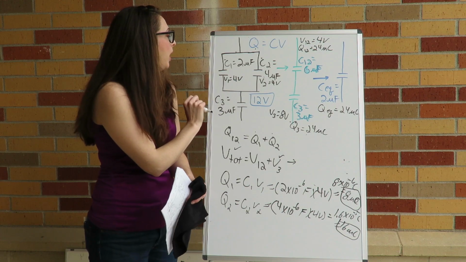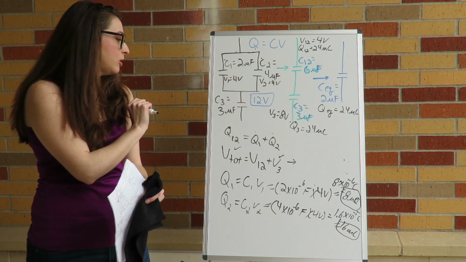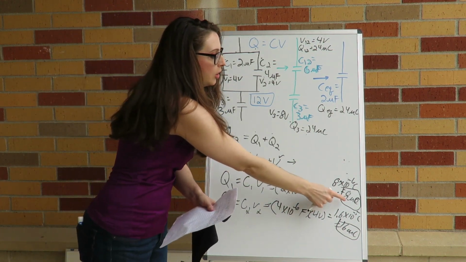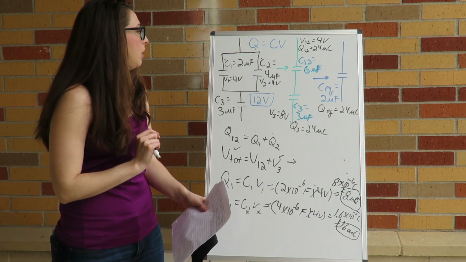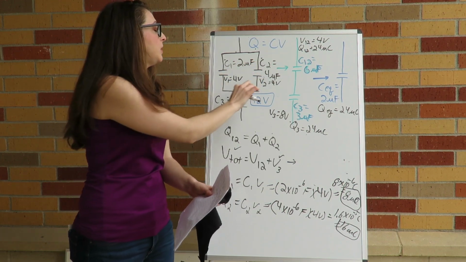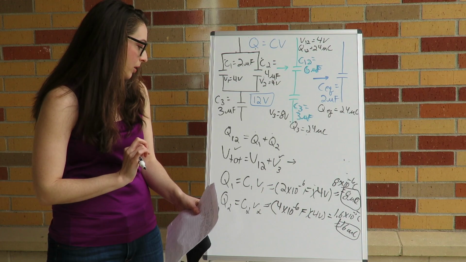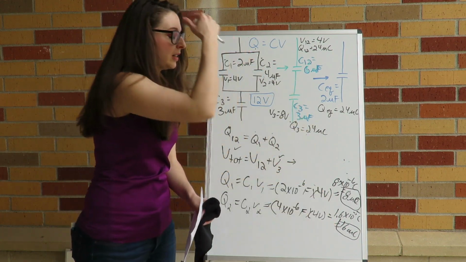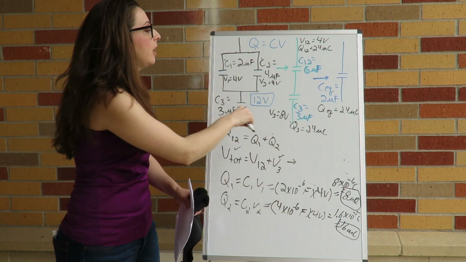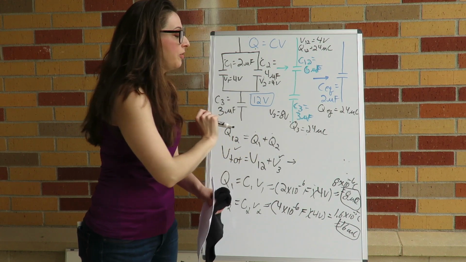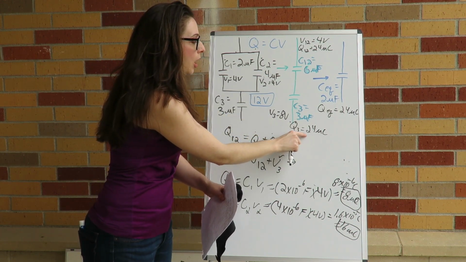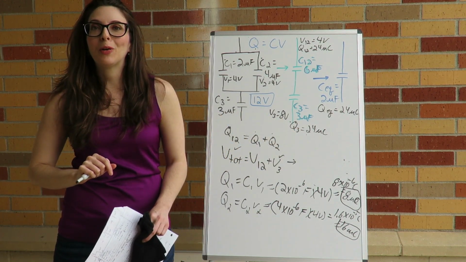So for capacitor 1, we have the potential difference across it is 4 volts. Its charge stored is 8 microcoulombs. Capacitor 2, its potential difference across it is 4 volts. Its charge stored is 16 microcoulombs. And capacitor 3, its potential difference is 8 volts. Its charge stored was 24 microcoulombs.